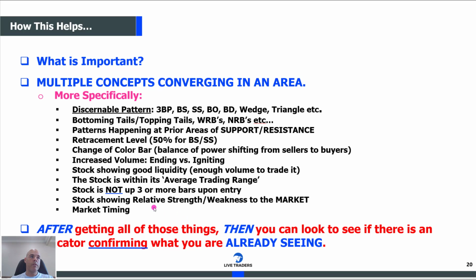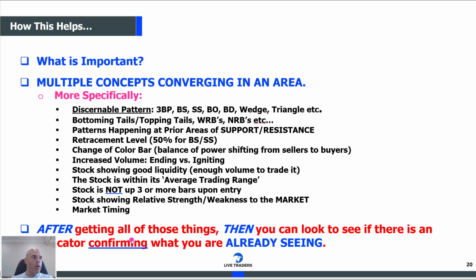Is the stock showing relative strength or relative weakness to the market? No, you don't need an indicator for that. Just look at the stock and look at the market. Does the stock look like it's stronger than the market or not? And then market timing is always helpful, trying to stay with the trend of the market. Yes, are there times on level 1 gaps will go against the trend of the market? Yes, but most of the time you should be trading with the trend.